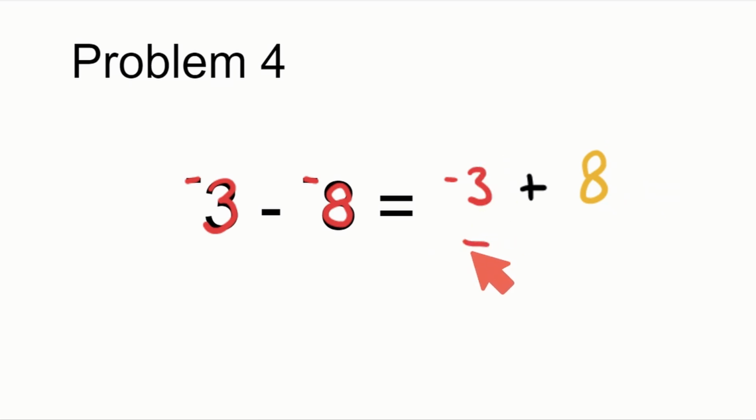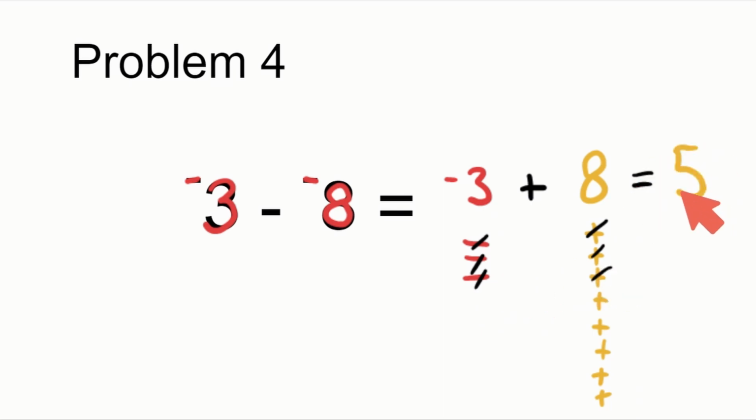Negative 3 is like having 3 negatives. Positive 8 is like having 8 positives. Since we have opposite signs, we know that each negative is going to cancel out with a positive. So our final answer is going to be 5.